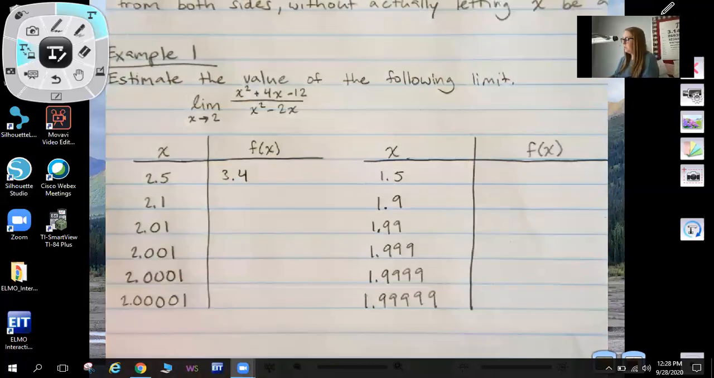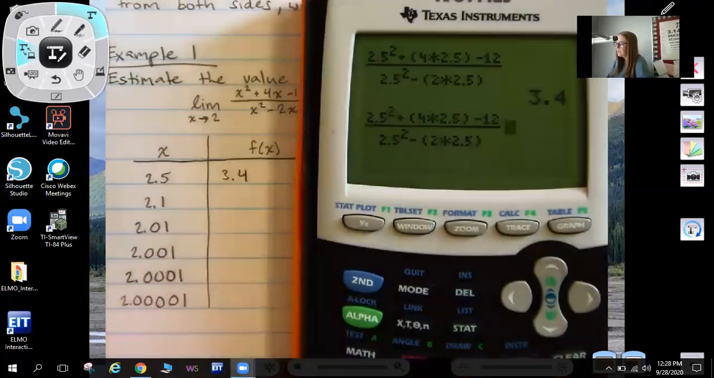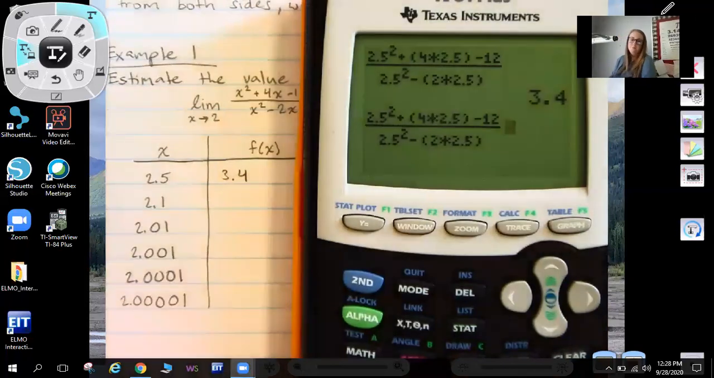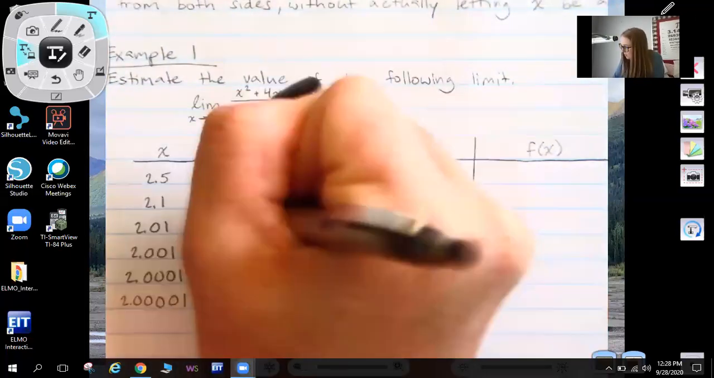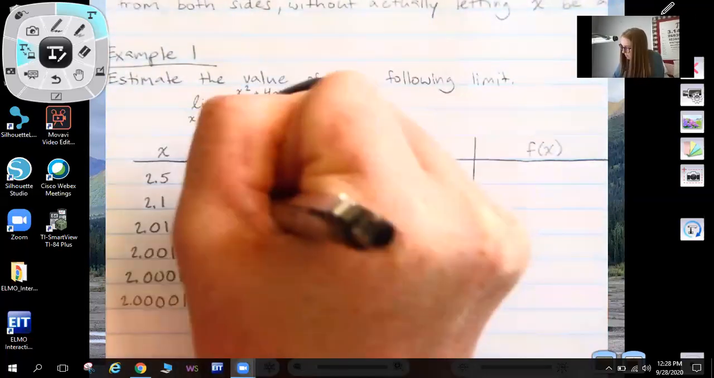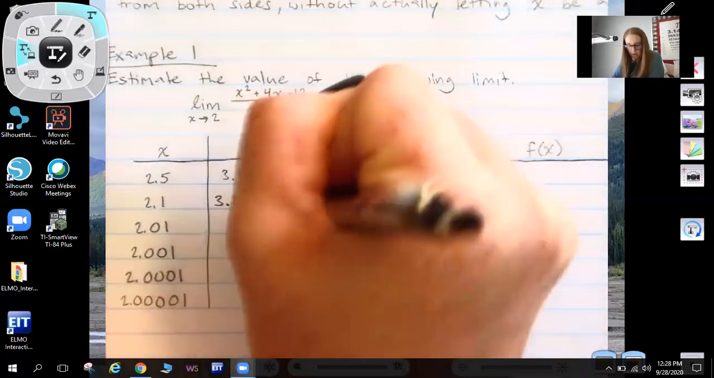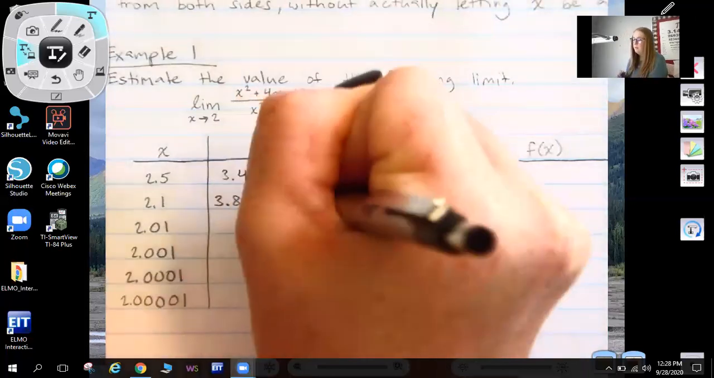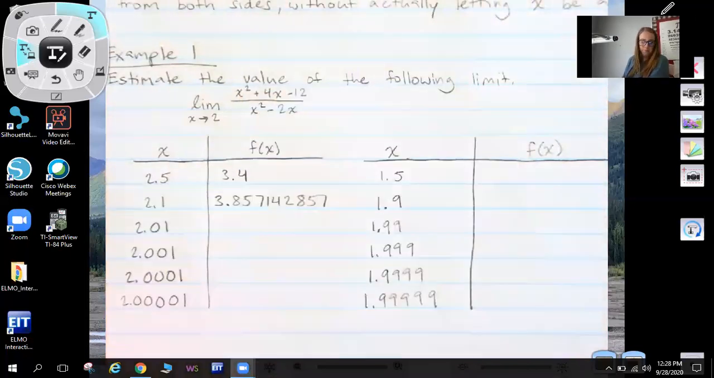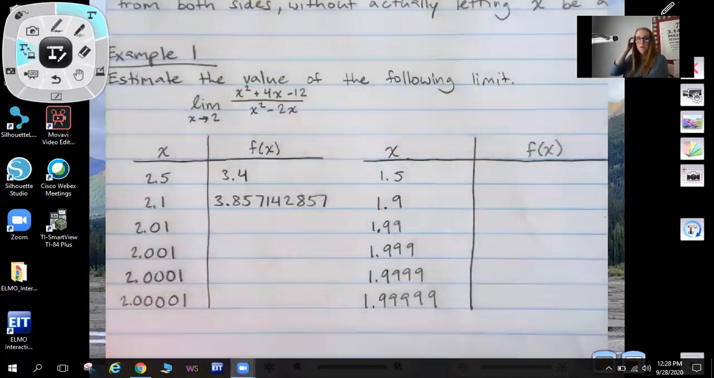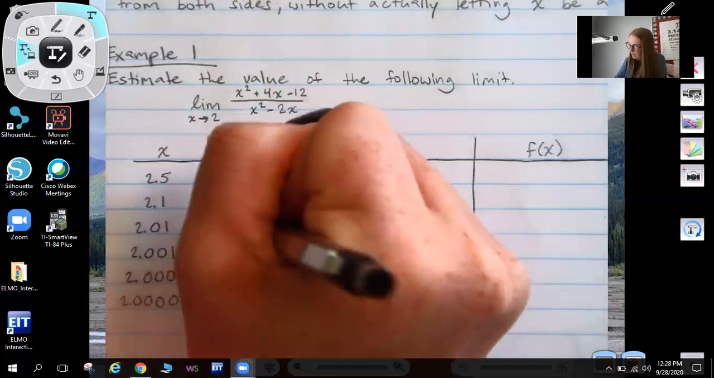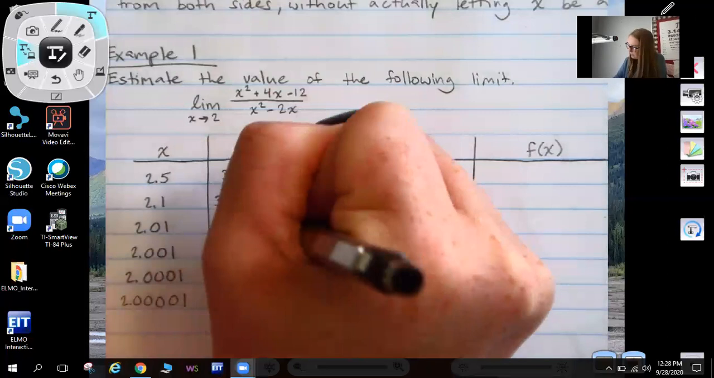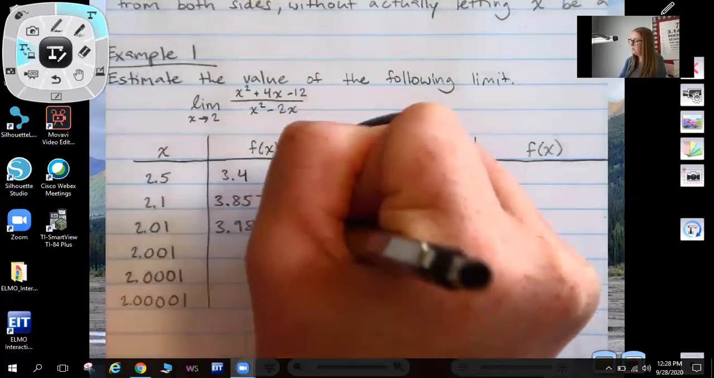Okay, so from there, you would just use this same equation and go back and change all the 2.5s to 2.1. And we get a lot more decimal places this time, 3.857142857. When we plug in 2.01, we get 3.985074627.